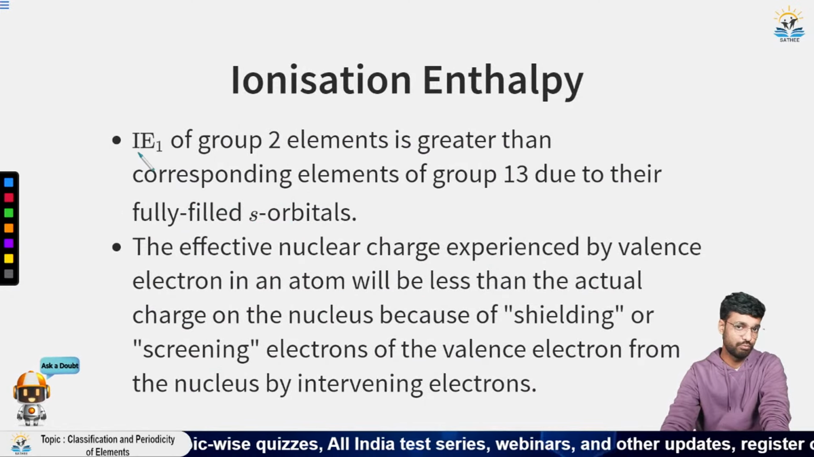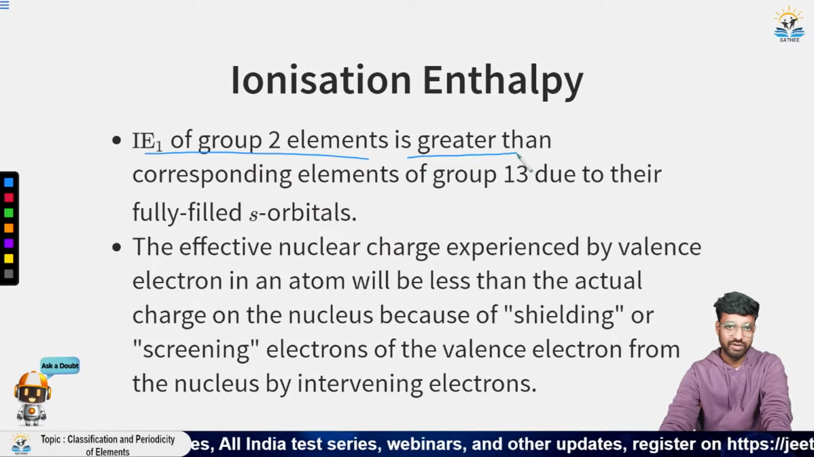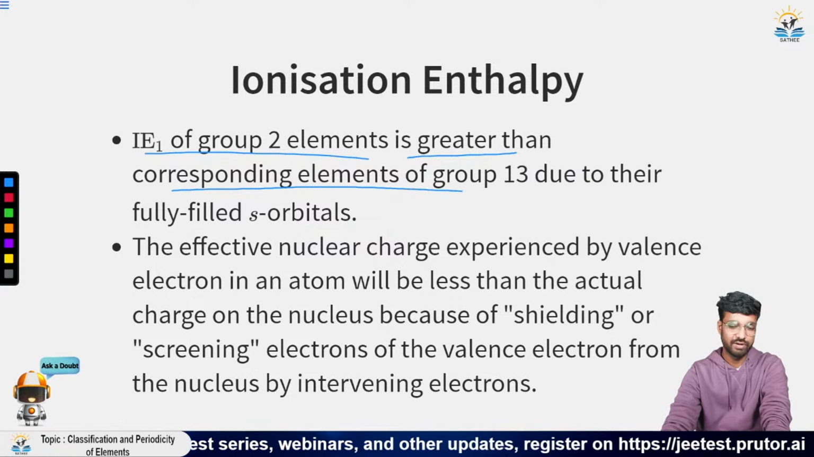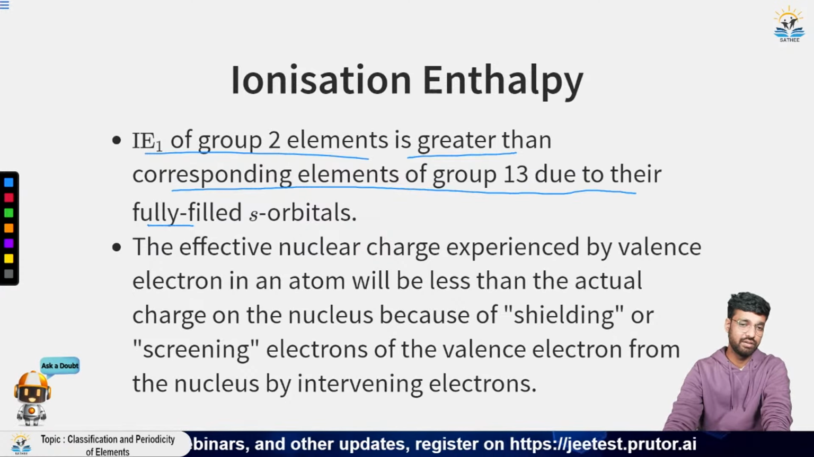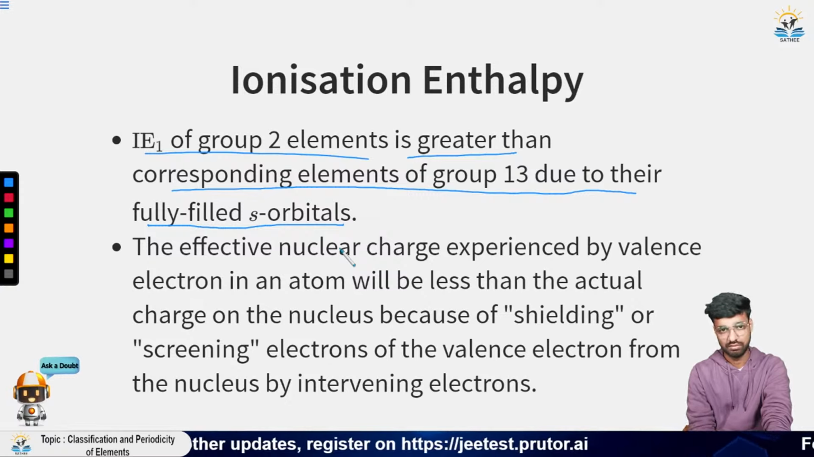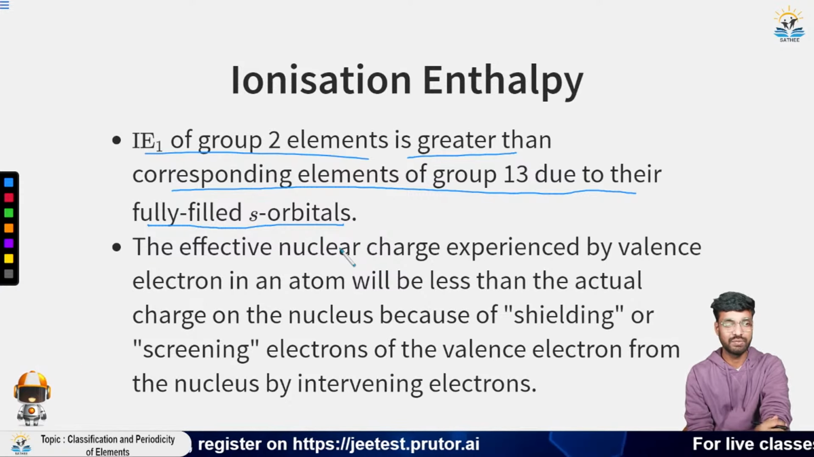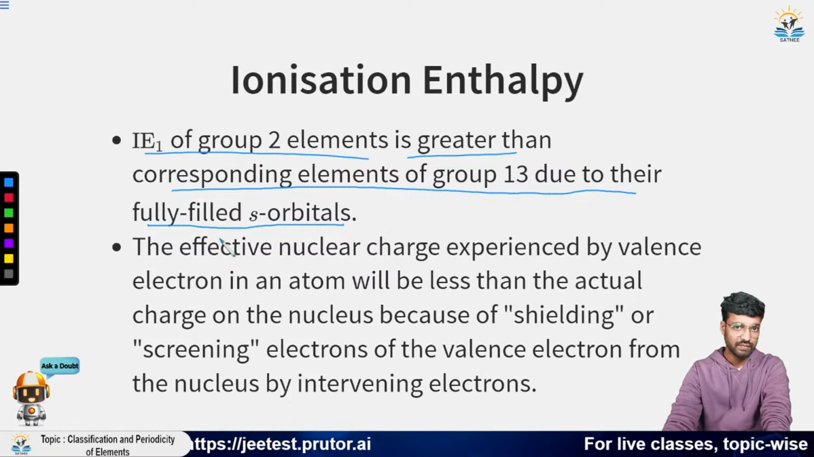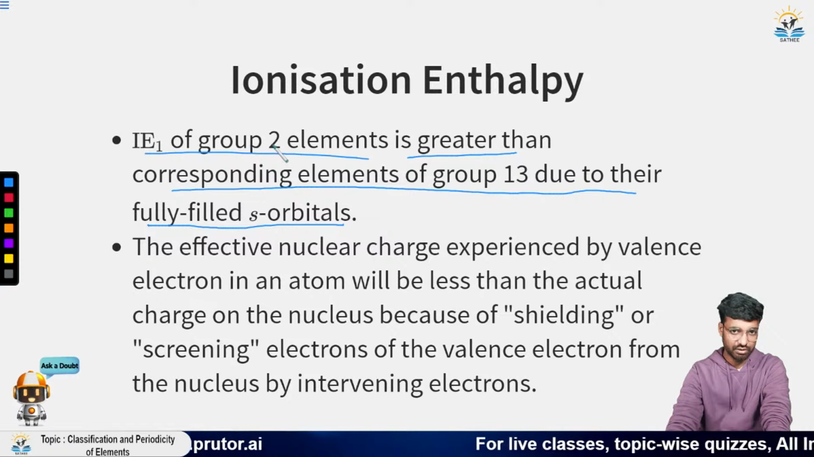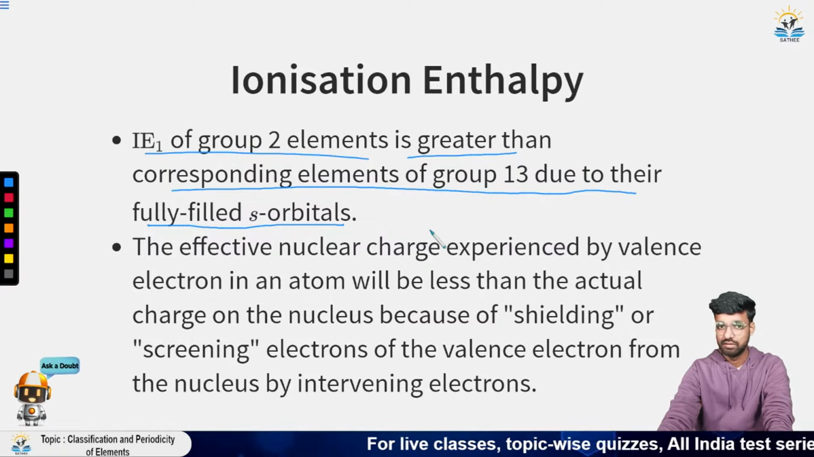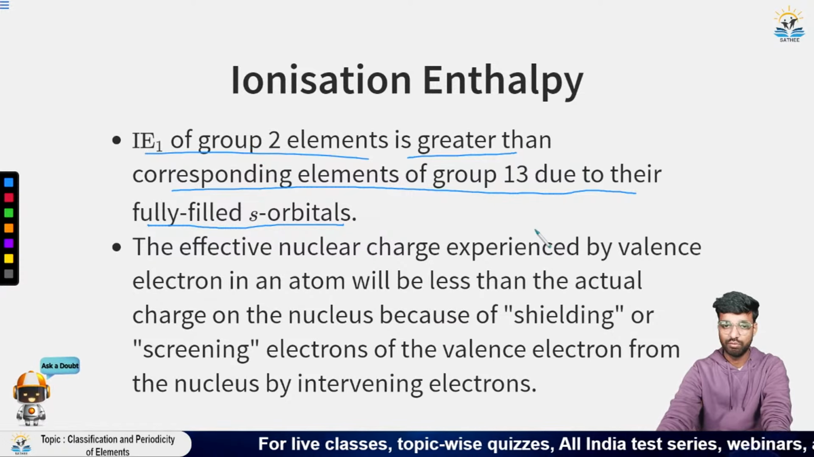if we move to group 2 elements, group 2 elements have greater ionization energy than the corresponding elements of group 13 due to their fully filled s orbital. Okay, now this is the exception. You can see here the ionization energy of group 2 elements.